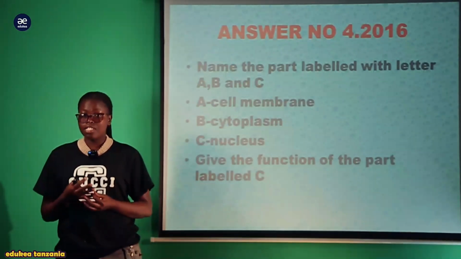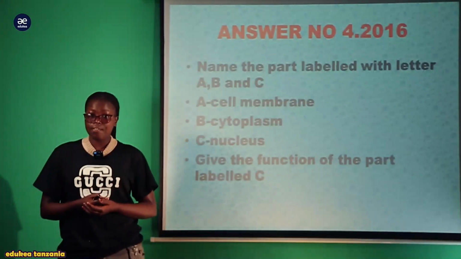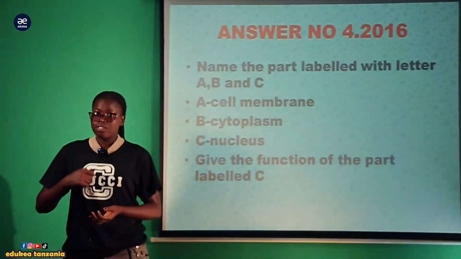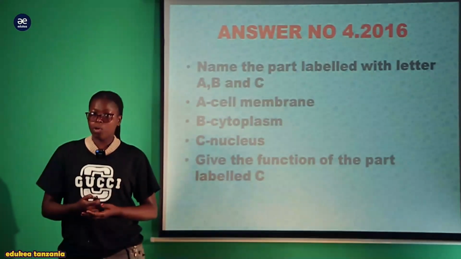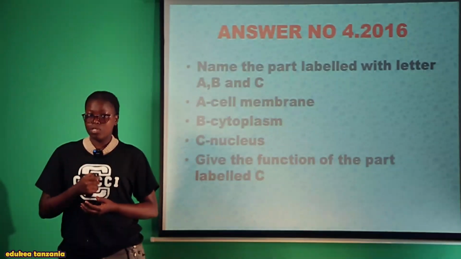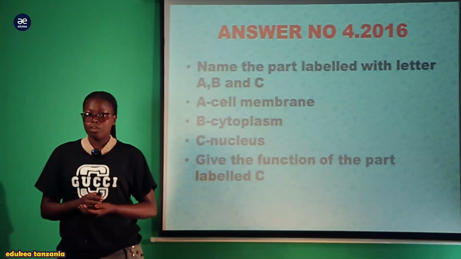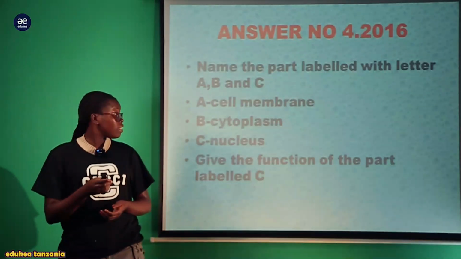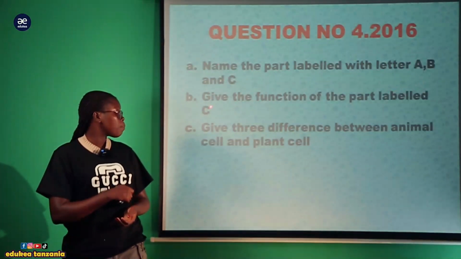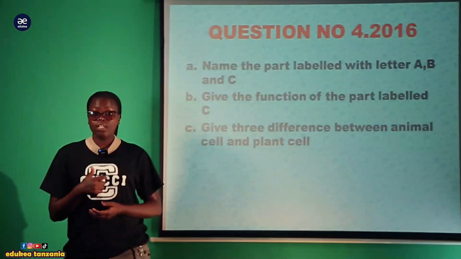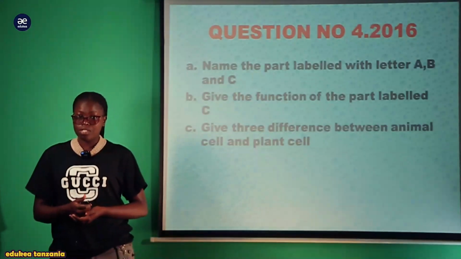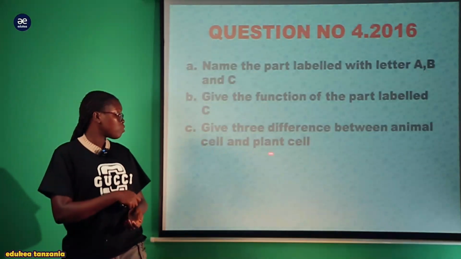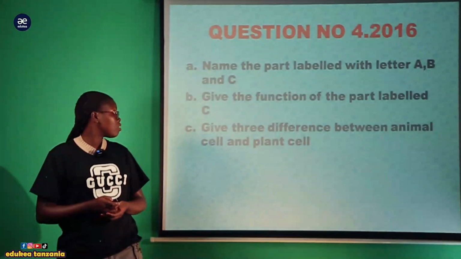So it is within the animal cell that question Roman A has been derived, where you are given the structure of an animal cell and you are needed to label the parts shown in the diagram. For the second one, you are needed to give the function of the part labeled C. After labeling, you can identify what structure C represents. And the last one, you are needed to give the differences between the animal cell and the plant cell.